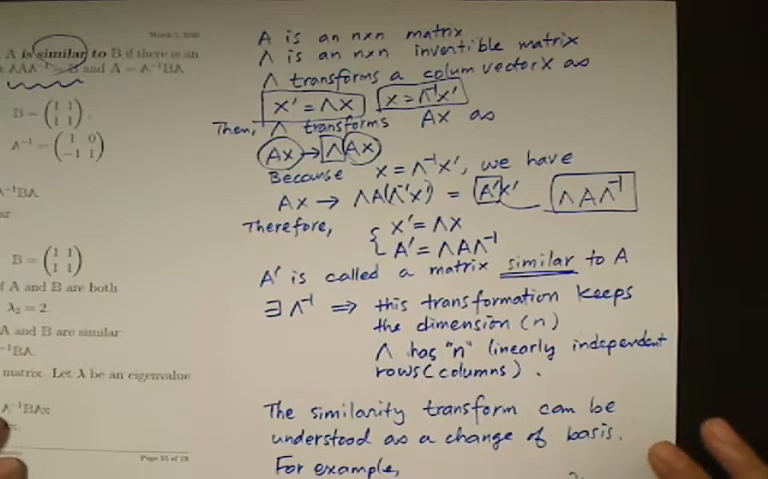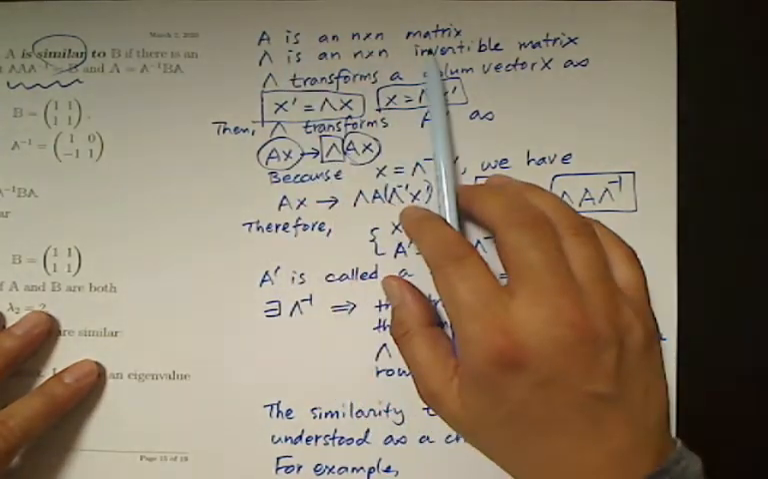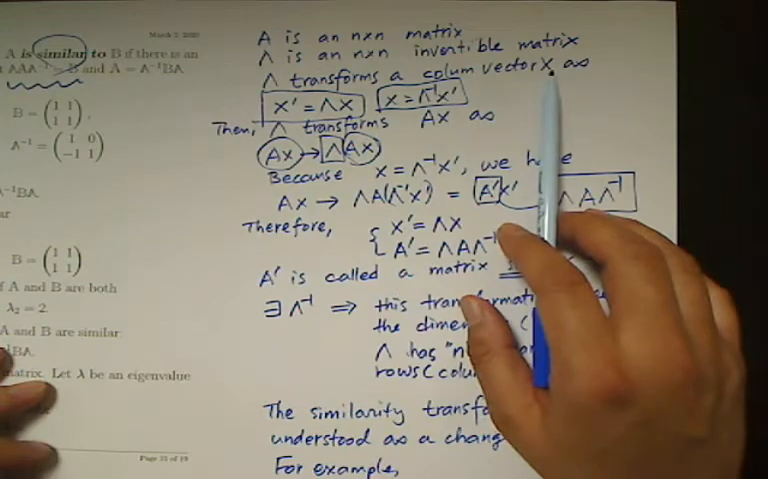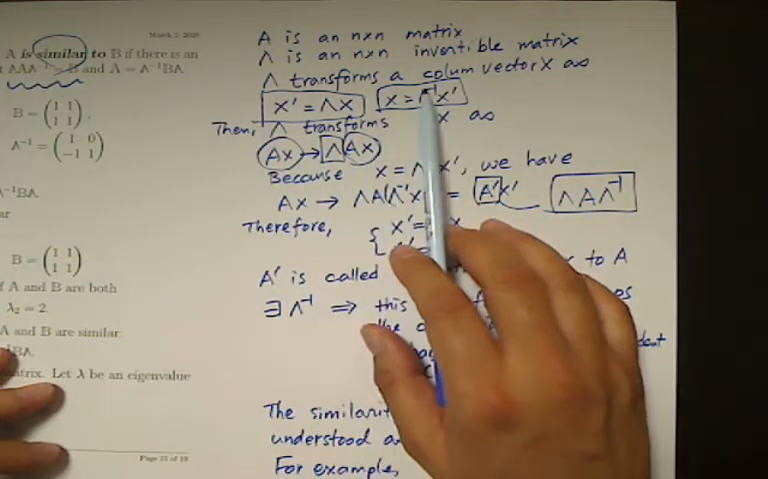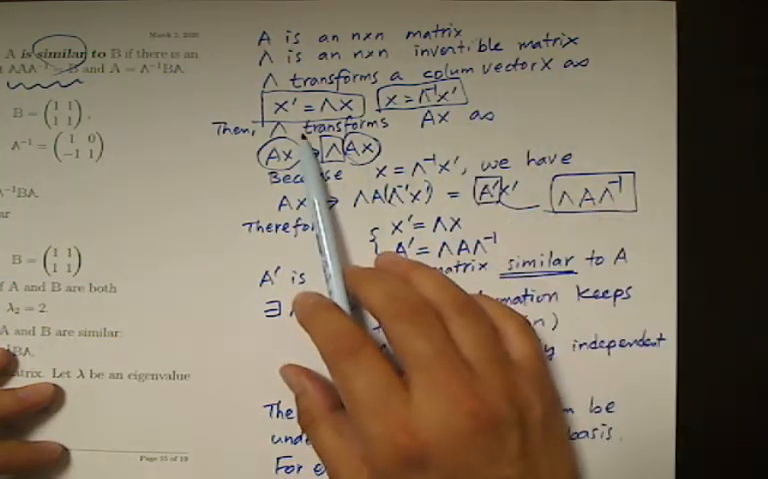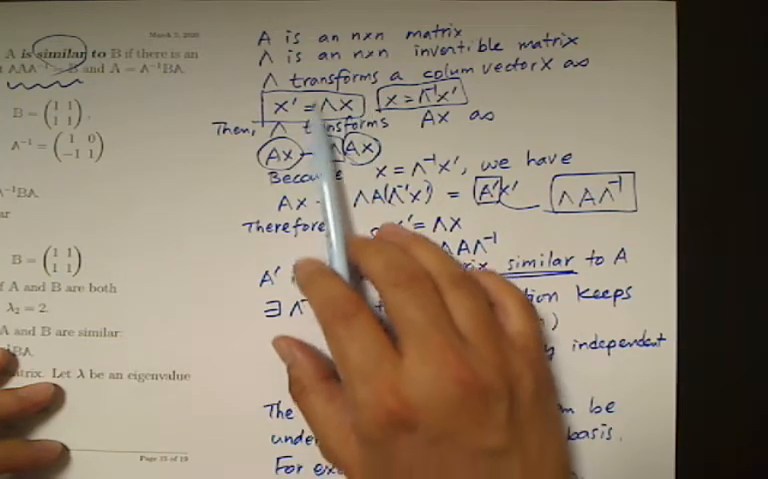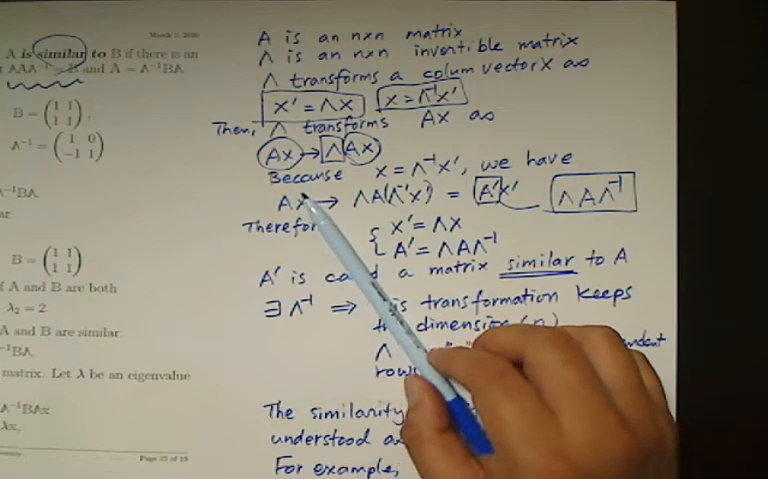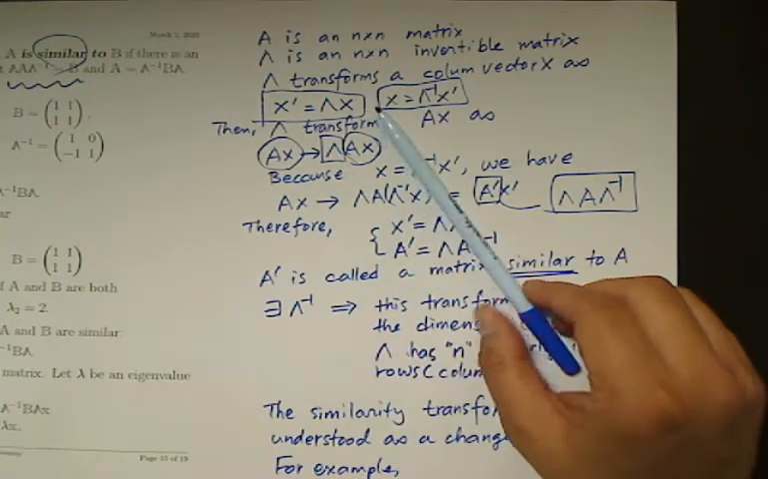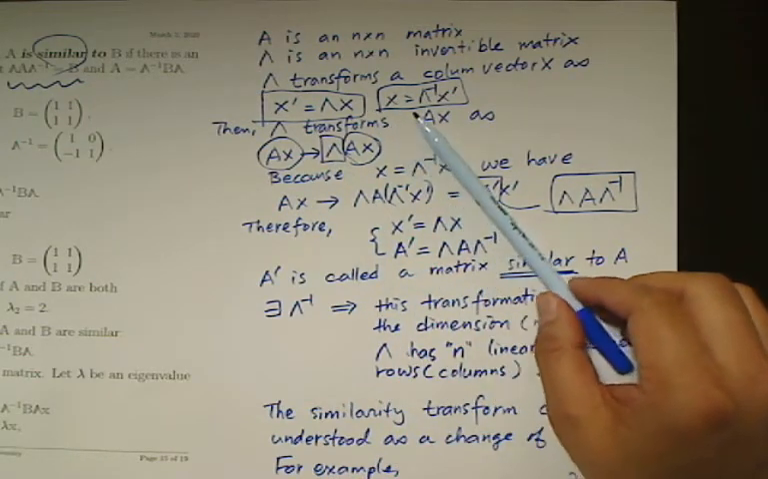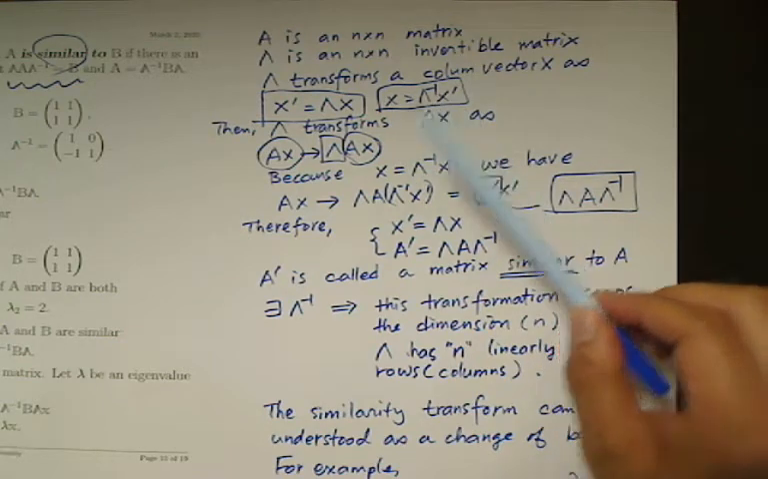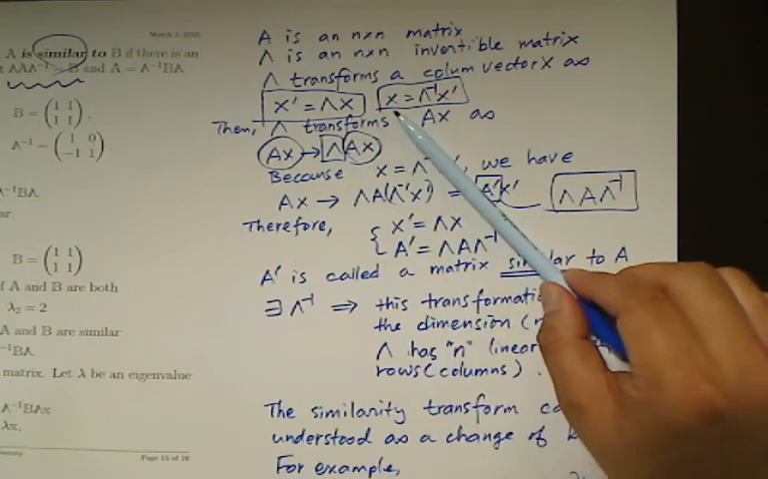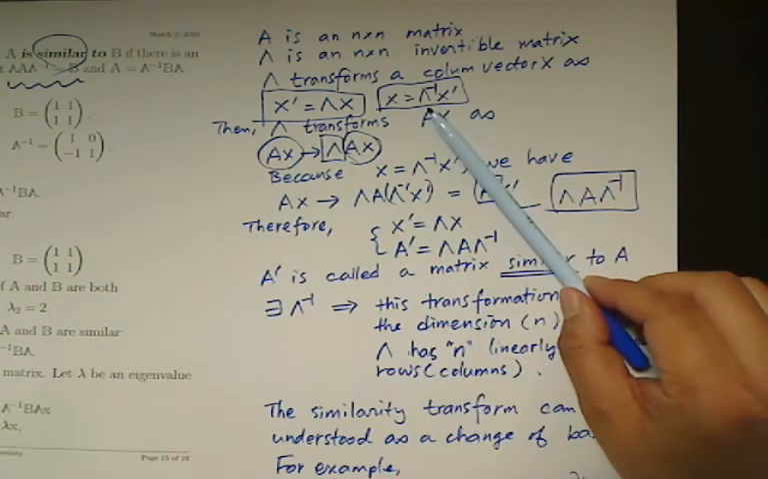So, in summary, A is an n by n matrix. Lambda is an n by n invertible matrix. Lambda transforms a column vector X in this way, just like the rotation matrix multiplied to the Cartesian vector. So from this, we find that X equals lambda inverse X prime, because I can multiply lambda inverse on both sides, so the inverse transformation is just lambda inverse.